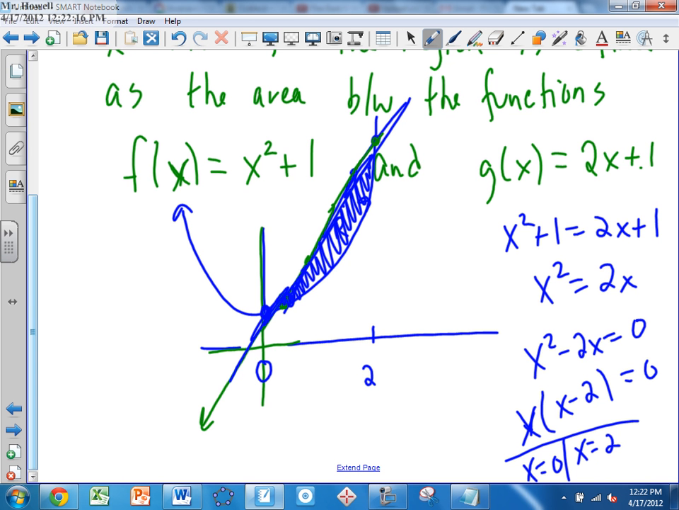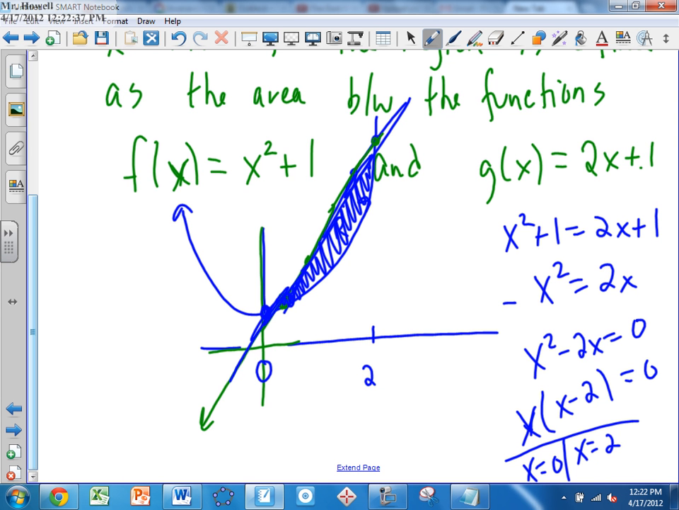If I was integrating this way, or if I was taking a volume this way, I would need to know the y value there, right? Which is 1, it turns out. And I need to know the y value there, which happens to be 5. 2 squared plus 1 is 5, or just 2 times 2 plus 1 is 5. So I'd have to go from just 1 up to 5 if I was wrapping around this way. Keep that in mind, please. Your limits change. So those are my limits there.